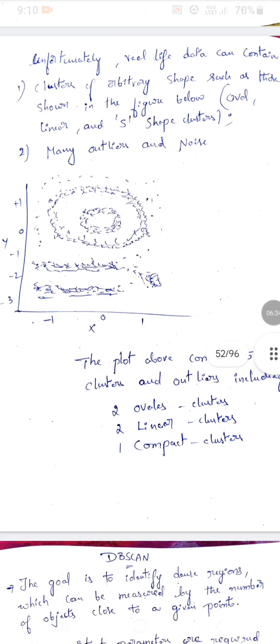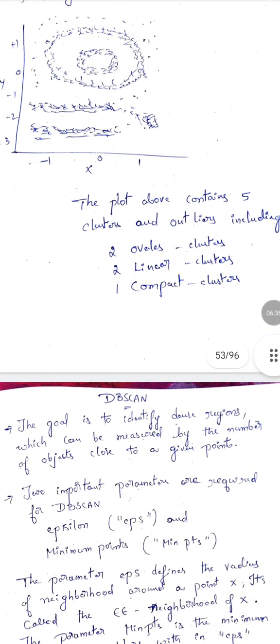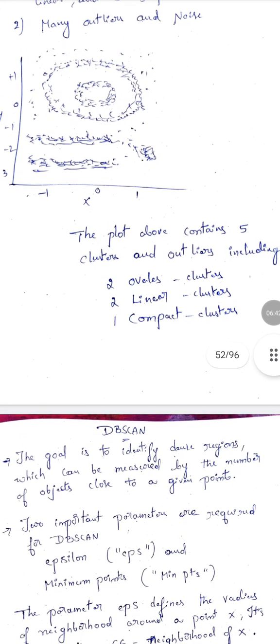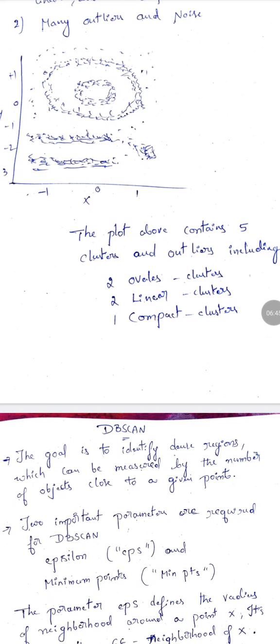Okay, the plot above contains 5 clusters. That means 5 clusters are identified in the diagram, including 2 moon-shaped clusters, 2 linear clusters, and one compact cluster. The compact cluster is S-shaped, and there are 2 moon clusters and 2 linear clusters.